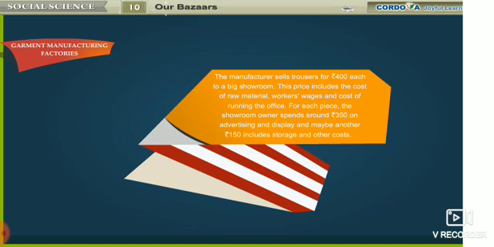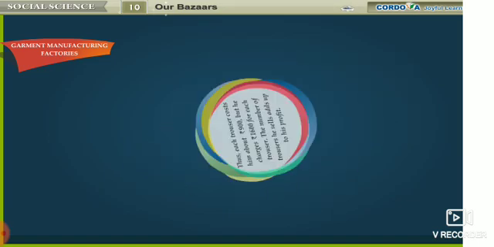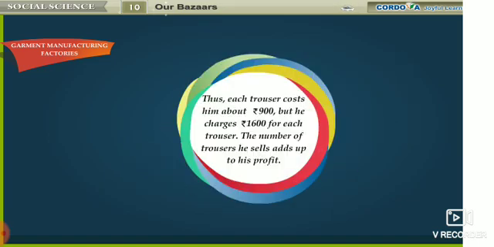The manufacturer sells trousers for rupees 400 each to a big showroom. This price includes the cost of raw material, workers' wages and cost of running the office. For each piece, the showroom owner spends around rupees 350 on advertising and display, and maybe another rupees 150 on storage and other costs. Thus, each trouser costs him about rupees 900, but he charges rupees 1600 for each trouser. The number of trousers he sells adds up to his profit.